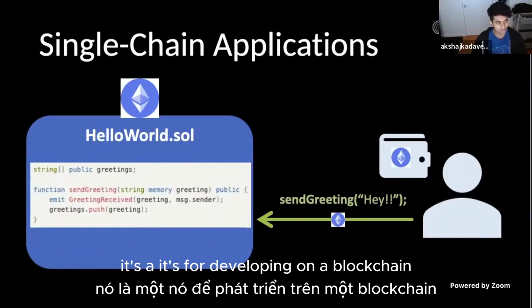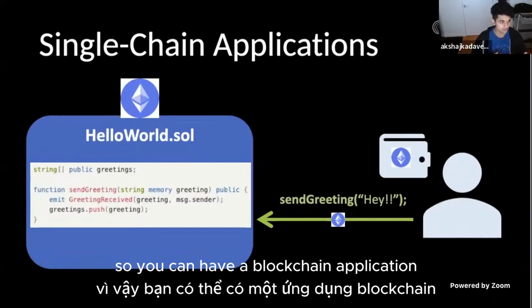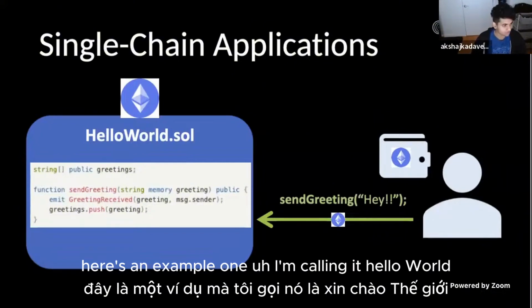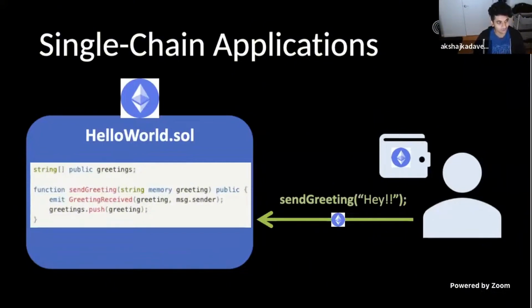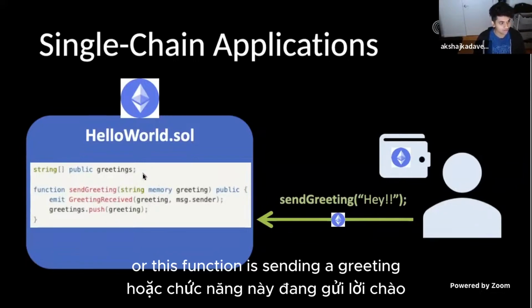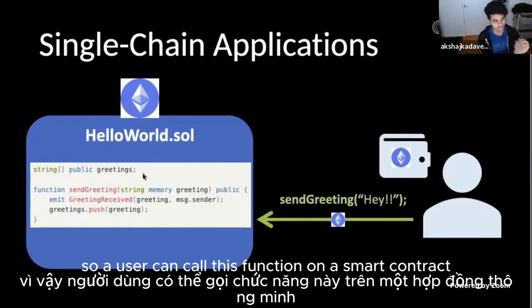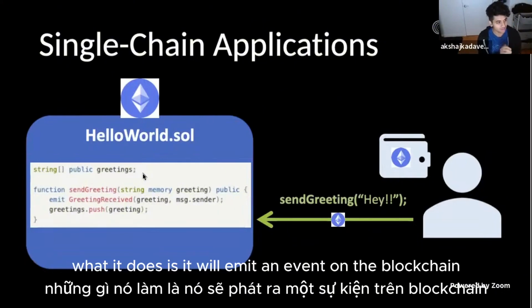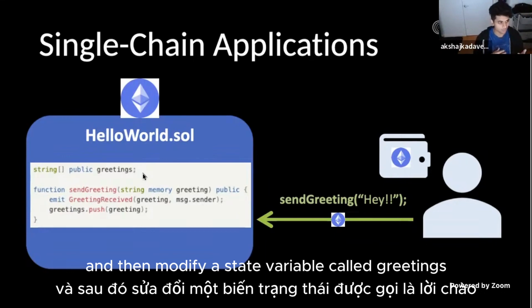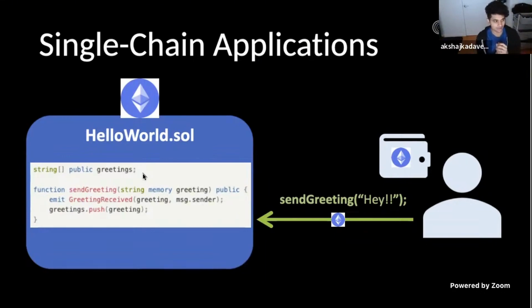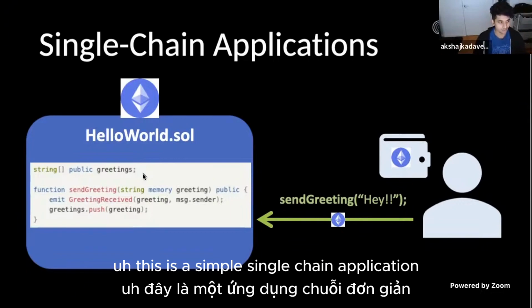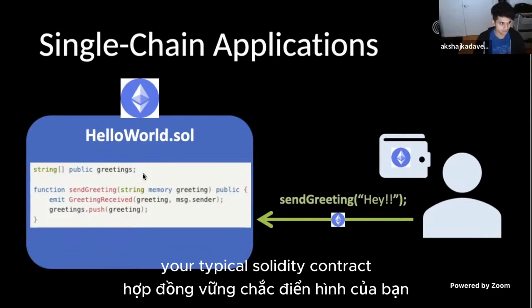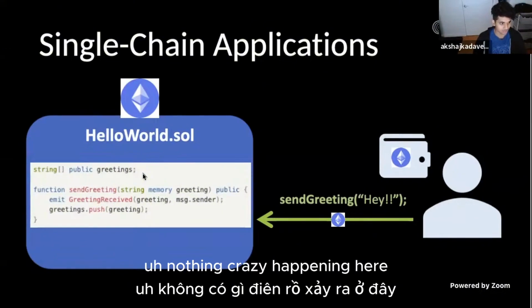But yeah, Solidity, it's for developing on a blockchain. So you can have a blockchain application. Here's an example one. I'm calling it Hello World. The only functionality in this contract or this function is sending a greeting. So a user can call this function on a smart contract, let's say, and what it does is it will emit an event on the blockchain and then modify a state variable called greetings.